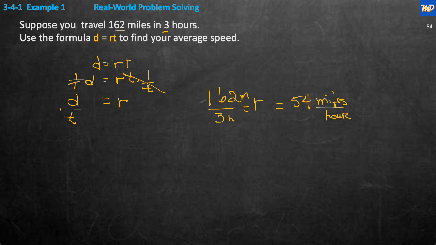Because here's the hours on the bottom over here. We get the hours from right there. We get the miles right there. 162 divided by 3 is 54 miles per hour. The units don't disappear when you do this math. They stay with the numbers. So, okay?